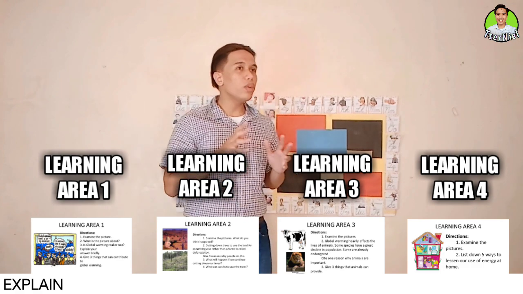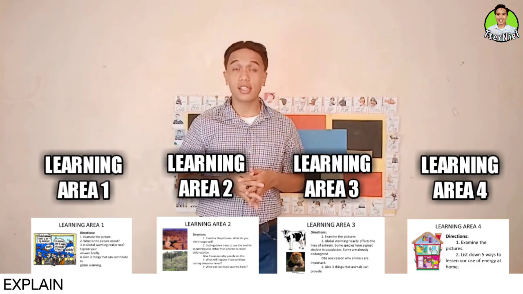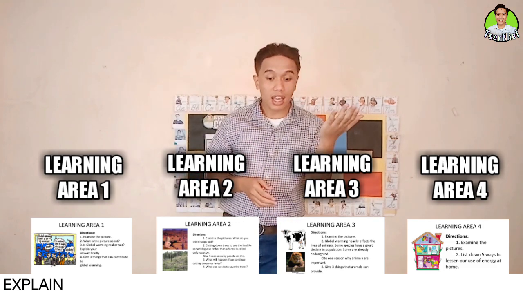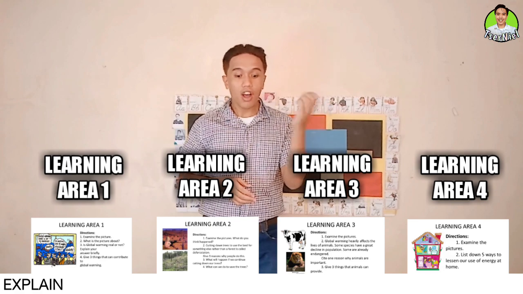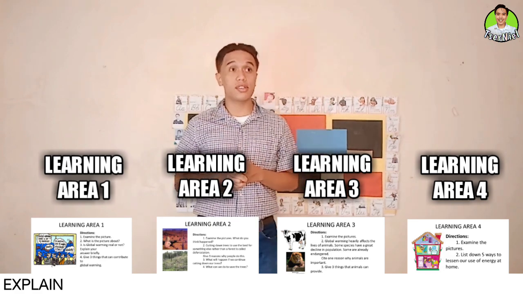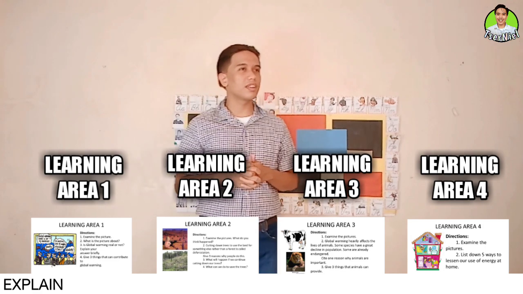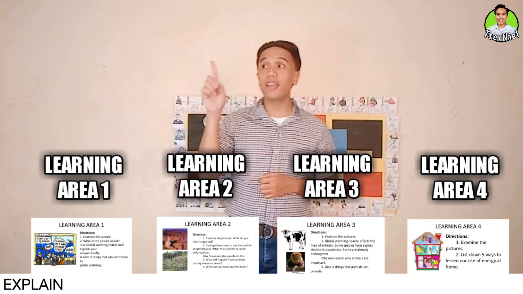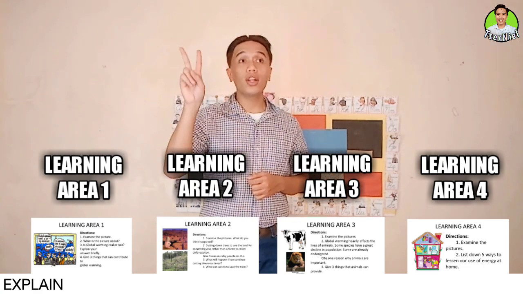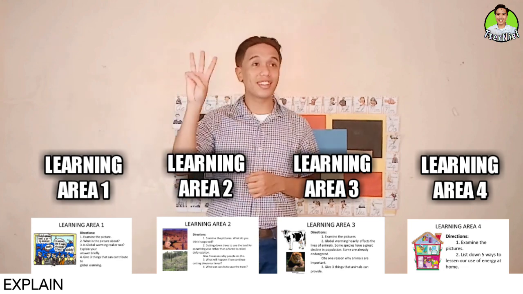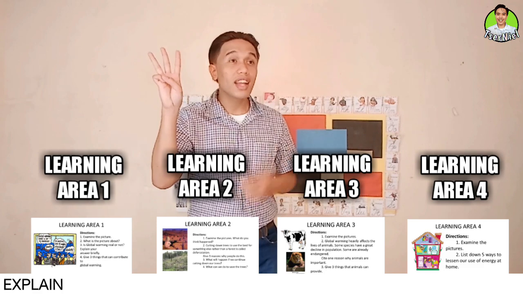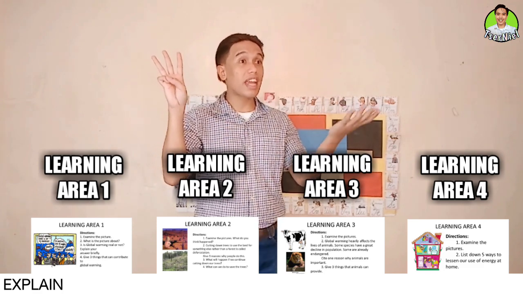Now, what will happen if we cut our trees? There will be extreme flooding. Now, what are the main reasons why people cut our trees? It's because they want to use the land for something else. What else? They want to use the wood. What else? They want the animals to go away.